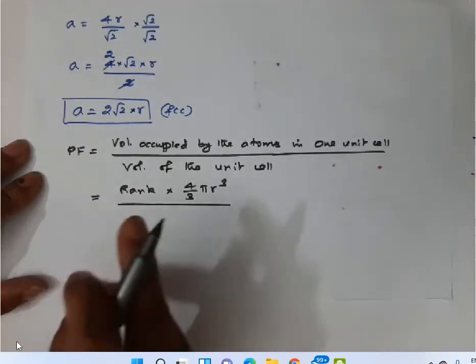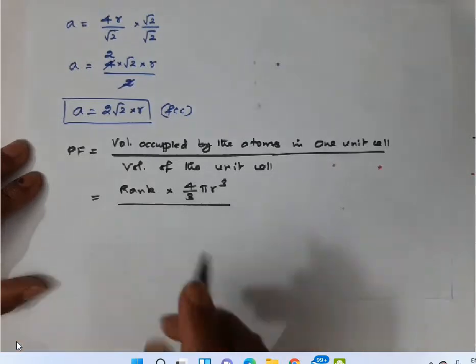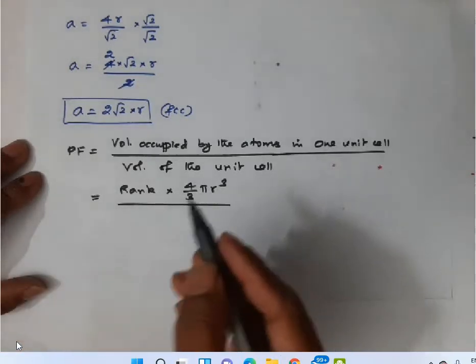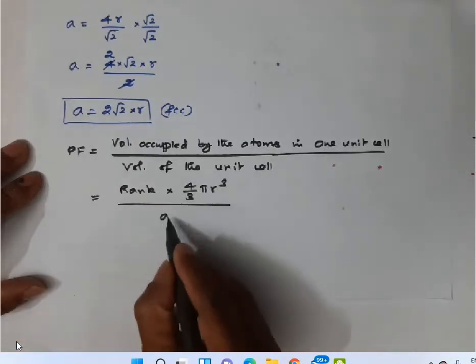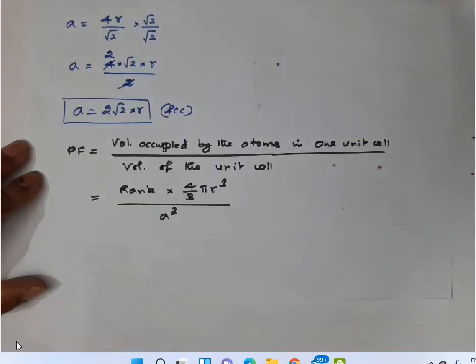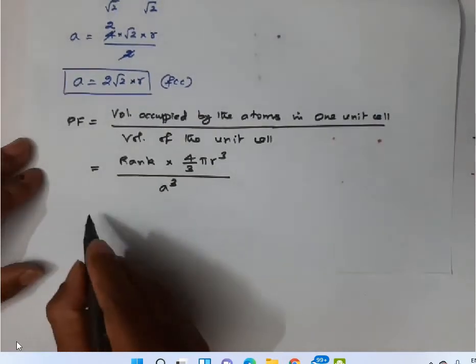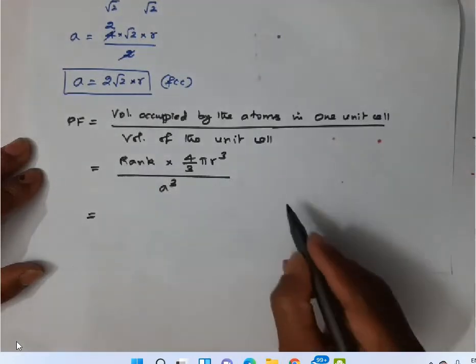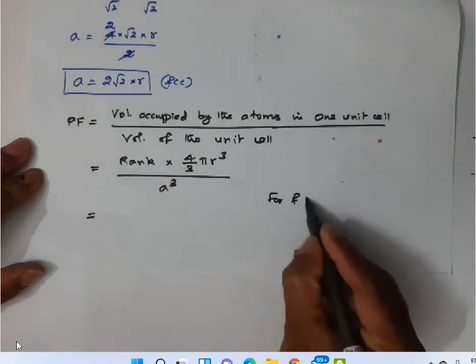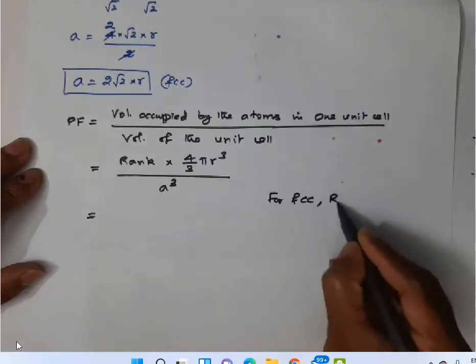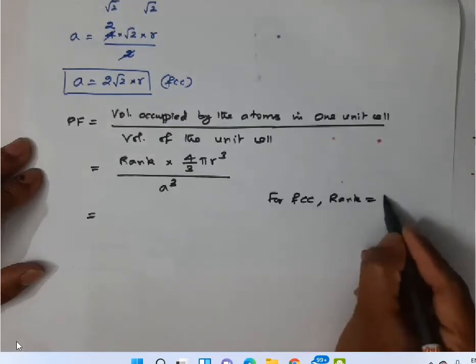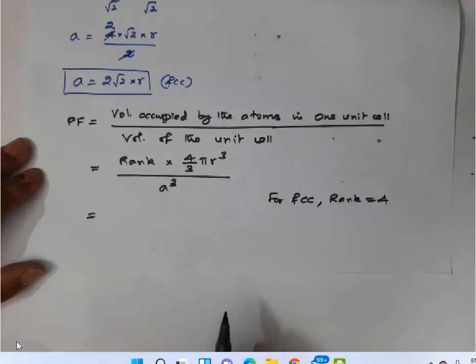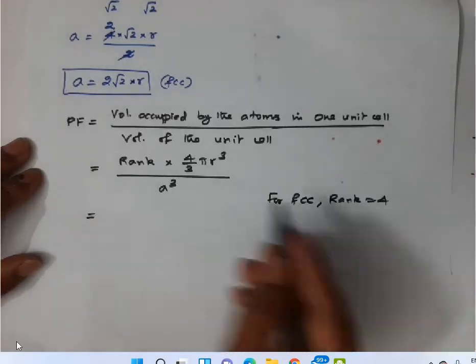Okay, so for a cube, all edge lengths are equal. Therefore, you can take that edge length as A. So volume of the unit cell is A cube. Okay, and you know very well, for FCC rank is 4. Okay, for face-centered cubic unit cell, rank of the unit cell is 4. We have calculated this in the last class. So let me substitute that here.